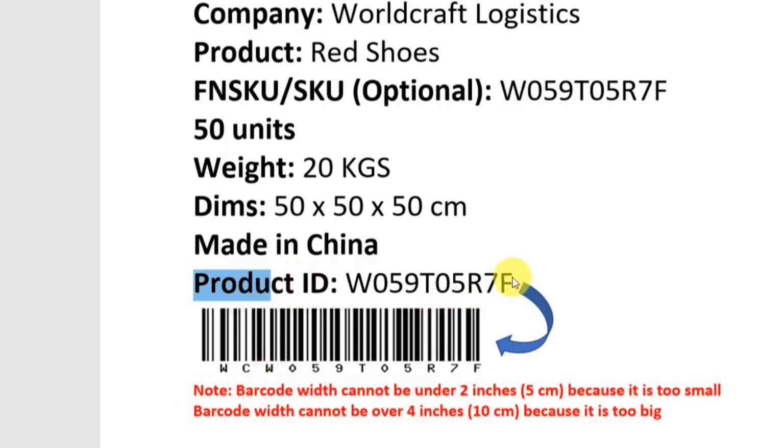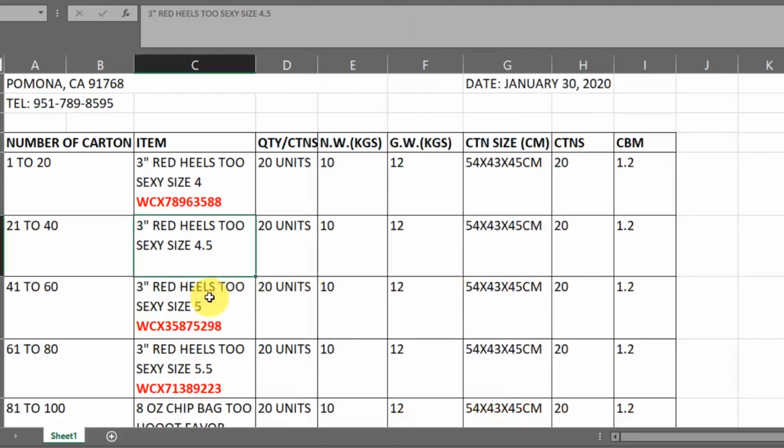But the point is, later on when you ask us to take product from our warehouse and ship to Amazon, you won't tell us to ship 3-inch red heels too sexy size 5. You just say, hey, I want to ship this barcode right here. It just makes it easier, and then we also use scanners to scan it in. So this is what we needed.